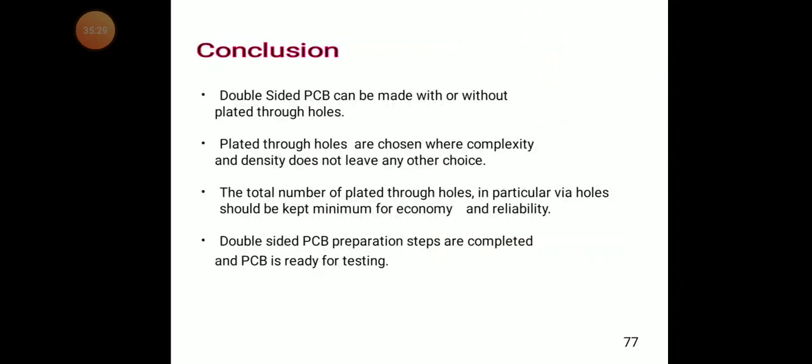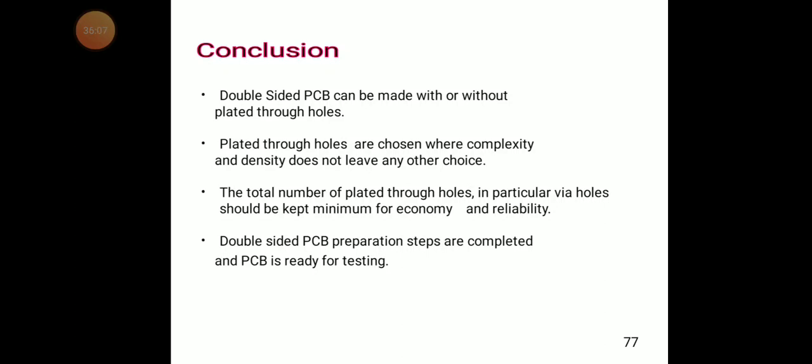So these are some conclusions of the two-sided PCB. Double-sided PCBs can be made with or without plated through holes. Plated through holes are chosen where complexity and density do not leave any other choice. The total number of plated through holes, in particular via holes, should be kept to a minimum for economy and reliability. Double-sided PCB preparation steps are completed and the PCB is ready for testing.